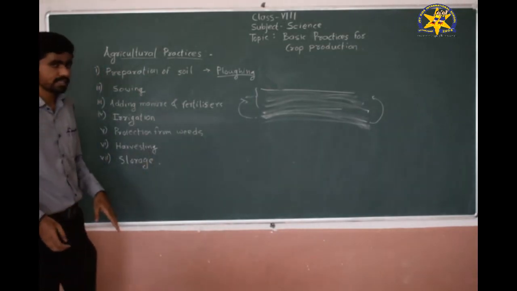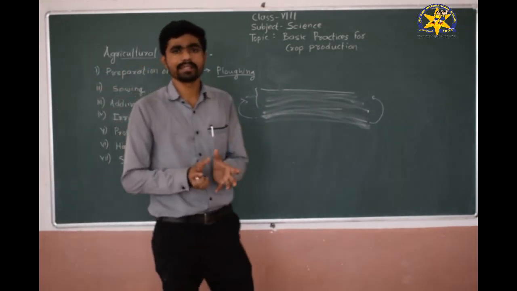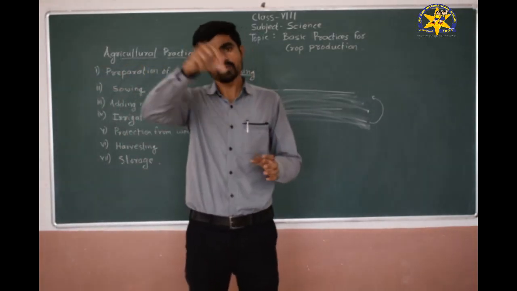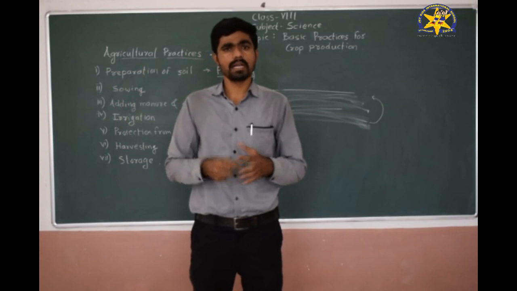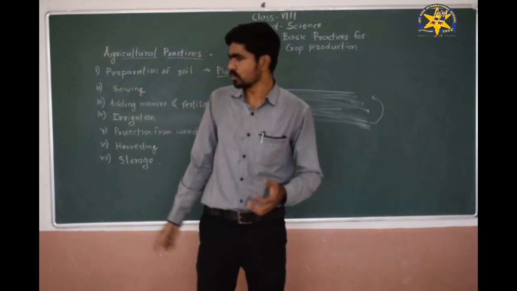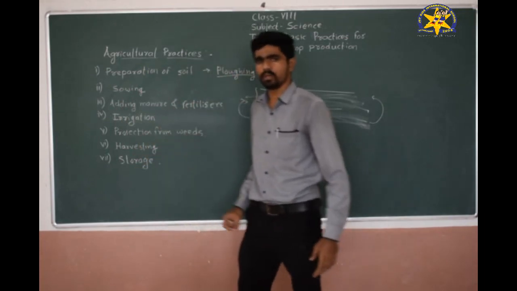Last is harvesting. For example, a crop has grown its fruit, so remove the fruit when the crop is mature. Cutting of the crop when it is mature is known as harvesting. This is also one of the important steps.